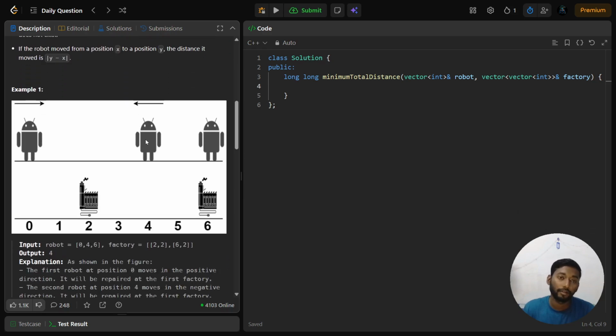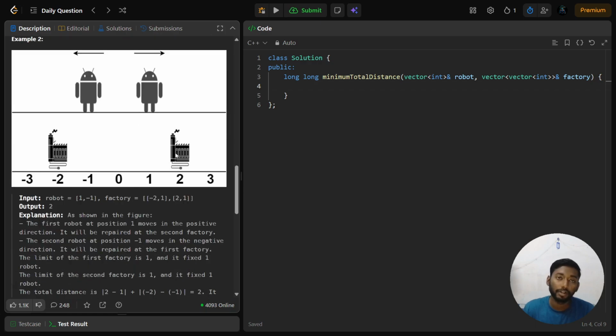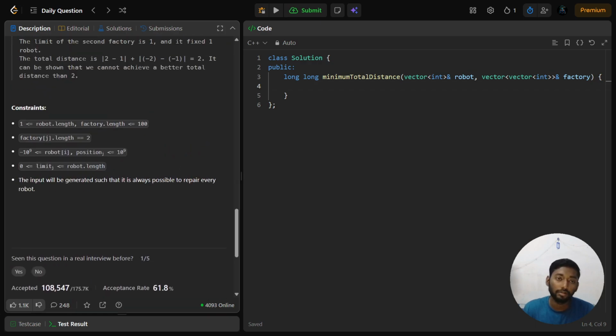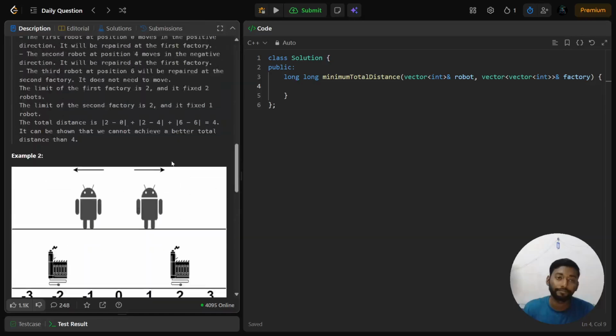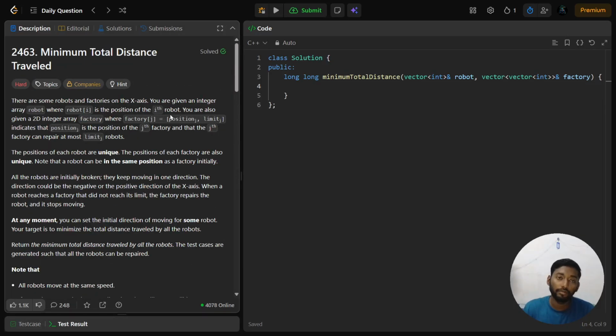Basically, a robot has a choice. A robot can go to any of the factories. What is the constraint? Let's check. The constraint is 100, so yes, we can form a DP here. So what we can do here is take a 3D DP. What is our idea? We will have dp of i, j, k.